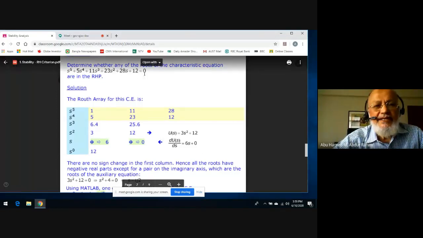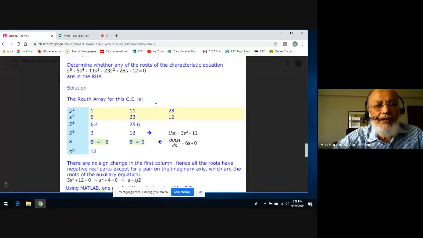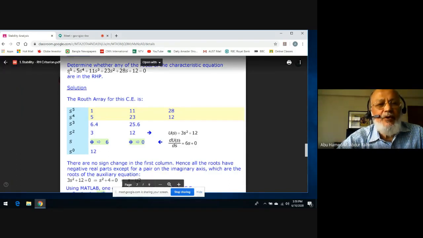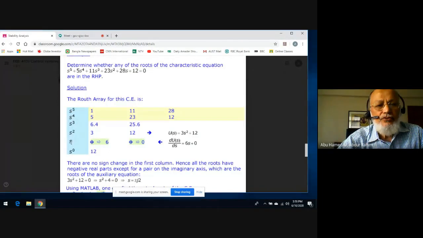So this is the characteristic equation. So what we'll do, we'll form the Routhian array or Routh table. Routhian array, how do you form this again? We start looking at the highest power, s to the 5, then 4, 3, 2, 1, 0. This is the first column.